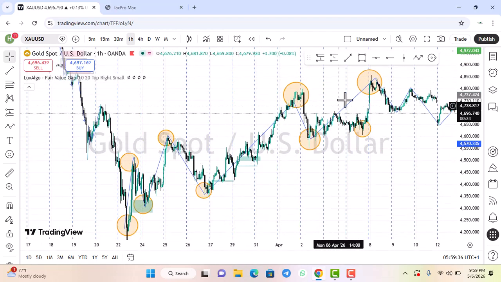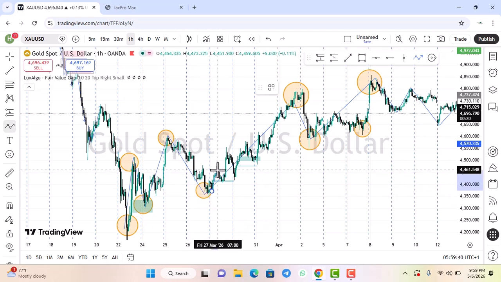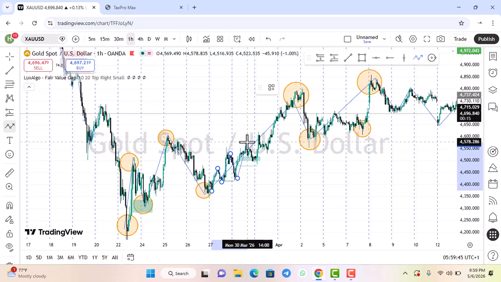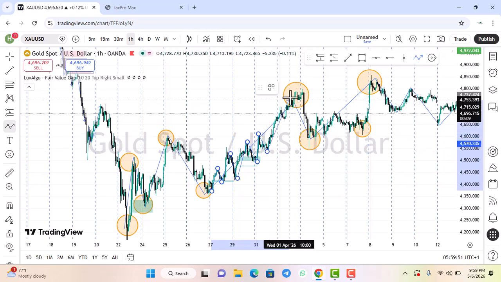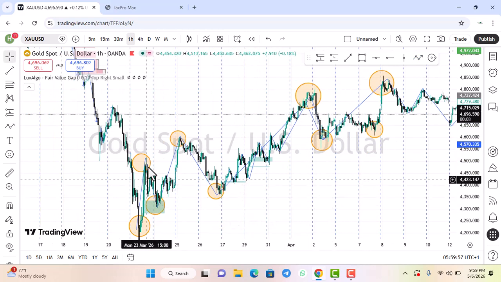So look at another structure, right? From this point here to this point here to this point here to this point here. Can you see it? This is our internal structure. So now, why do we have this structure?